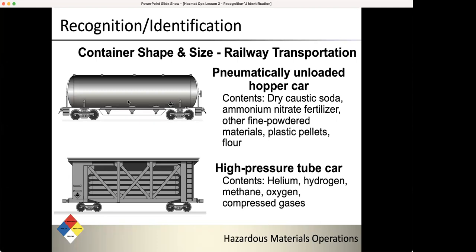Hopper car, it's going to hold dry materials. They're going to have this conical underbelly discharge system under here. That's how you know that. Then you have a high pressure tube car. So you got multiple tubes with rounded ends. So you know it's high pressure.